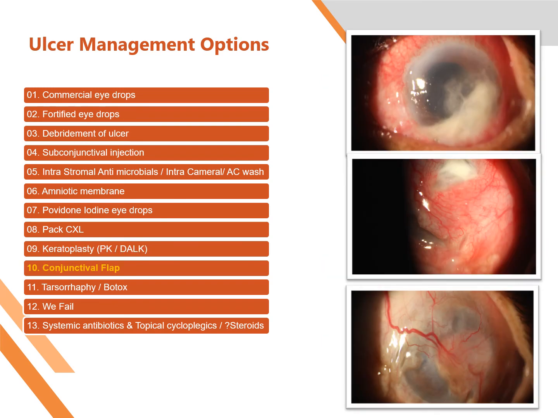Conjunctival flap is another way of treatment. This ulcer was not responding to anything. So what the surgeon did, he got the conjunctiva from the periphery and stitched it onto the ulcer, and the ulcer healed nicely after a few weeks. So this is another option which is in your armory to treat the bacterial and fungal ulcers.